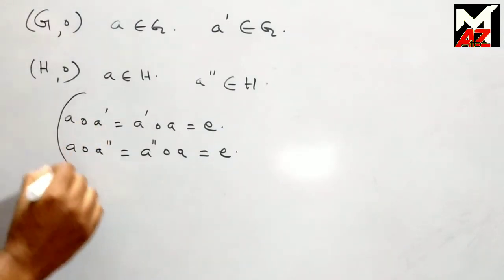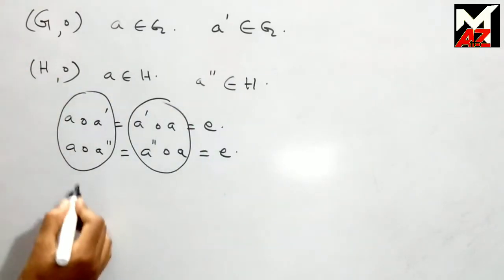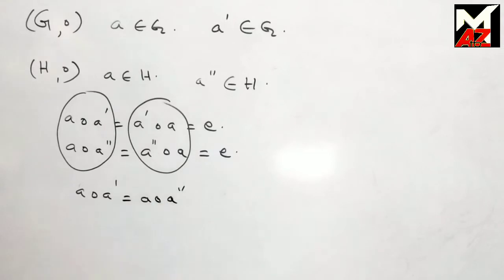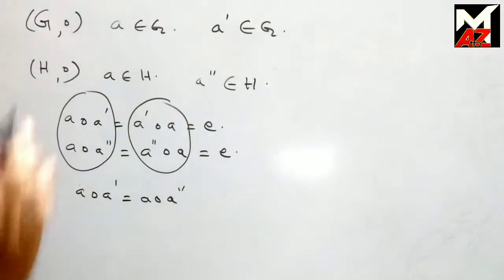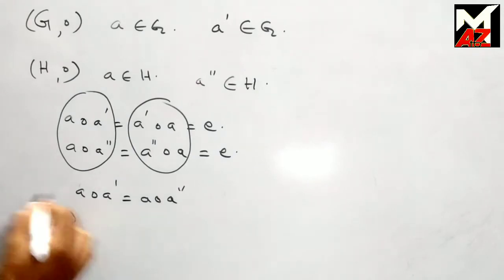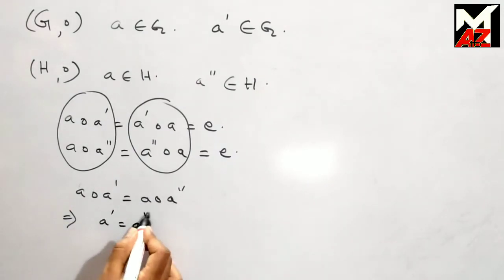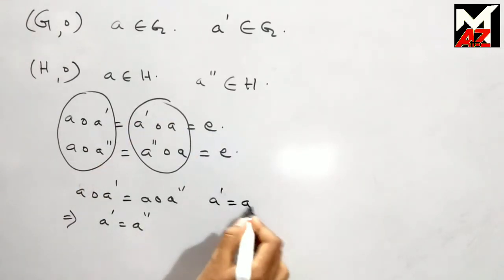Now clearly from these two relations we get a compose a dash is equal to a compose a double dash, because this result is E and this result is also E, and by the left cancellation law we get a dash is equal to a double dash. Similarly by right cancellation we get a dash equal to a double dash.